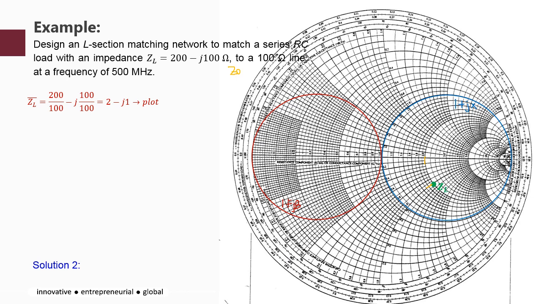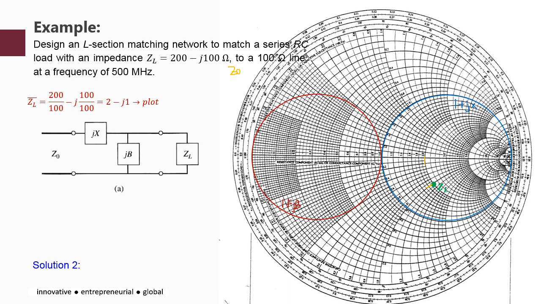Once you have this, obviously the ZL lies within the 1 plus jx circle. So you need to use configuration A, in which you have the jb component in parallel. The first element that you need to analyze is the jb in parallel to ZL, and the second component will be the series one. Since jb is in parallel to ZL, it is a shunt configuration, so you need to use the admittance circle to solve for the component's value.